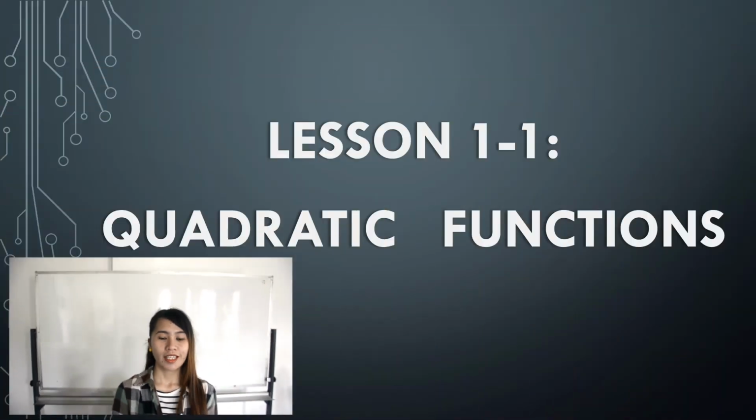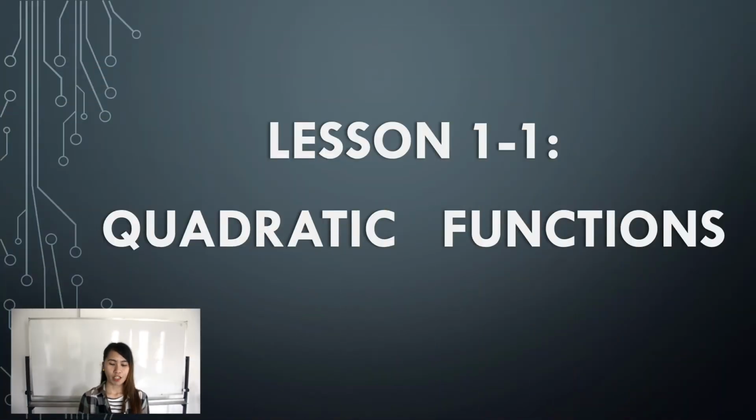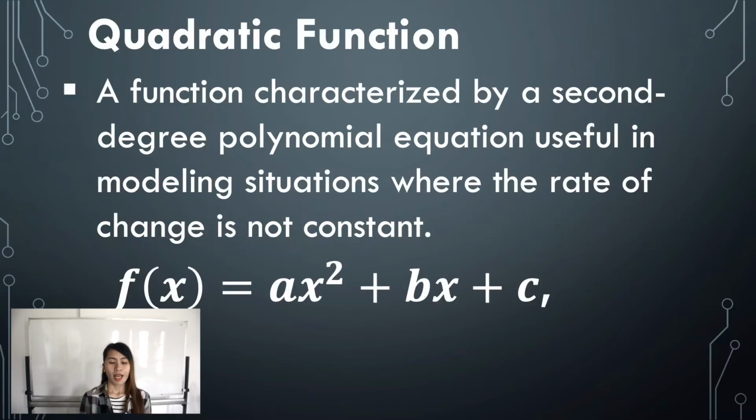Our topic for today is lesson 1-1, which is quadratic function. Let's define quadratic function. A function characterized by a second-degree polynomial equation, useful in modeling situations where the rate of change is not constant. It is formed as f of x is equal to ax squared plus bx plus c, where a, b, and c are real numbers and a is not equal to 0.